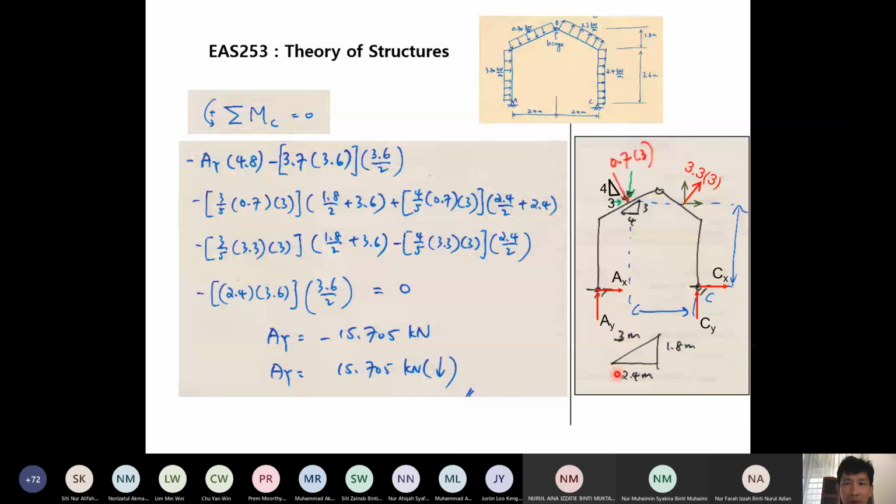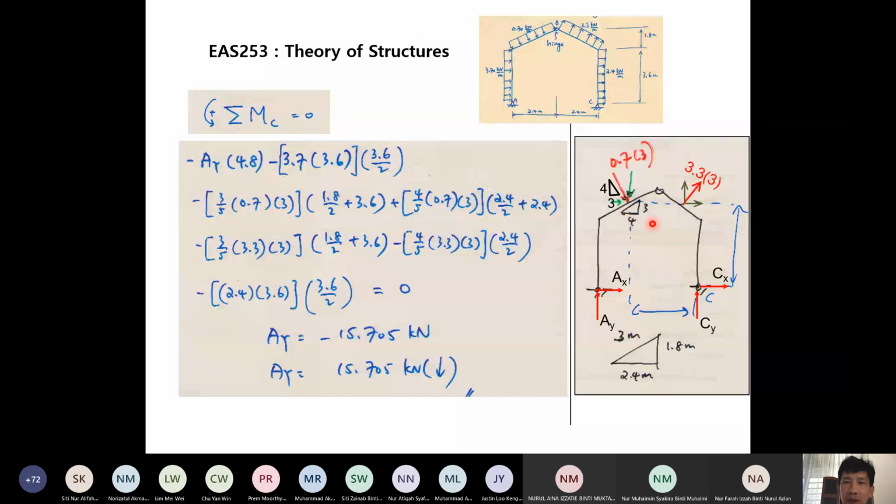It is not all the time 4, 3, 5. You have to get this information from the dimensions of this frame given to us, or you can find this angle here. Find this angle. For example, tangent of this angle is equal to 1.8 divided by 2.4, then you can find that angle. And that angle is needed when you want to find the component of this UDL in X and in Y directions. Now here, we put this as 4, 3.